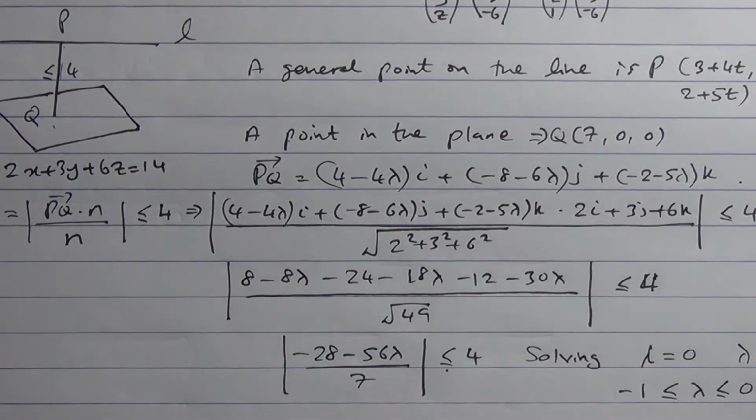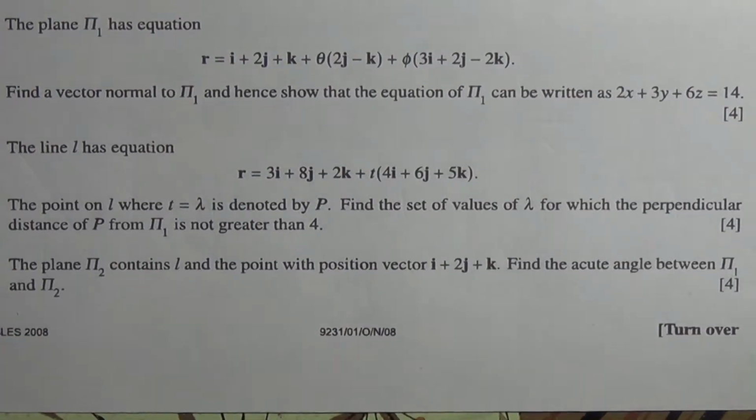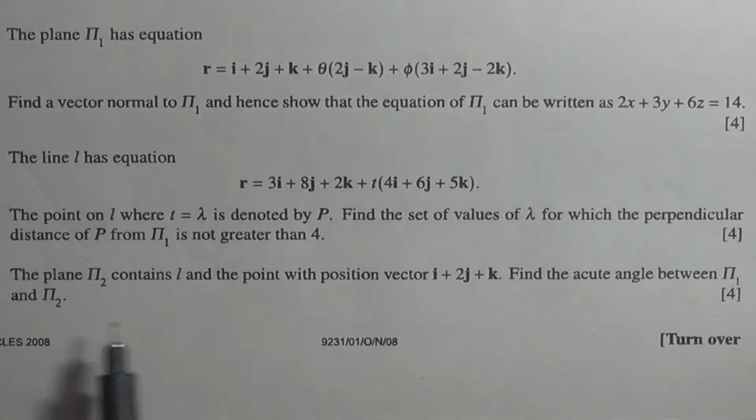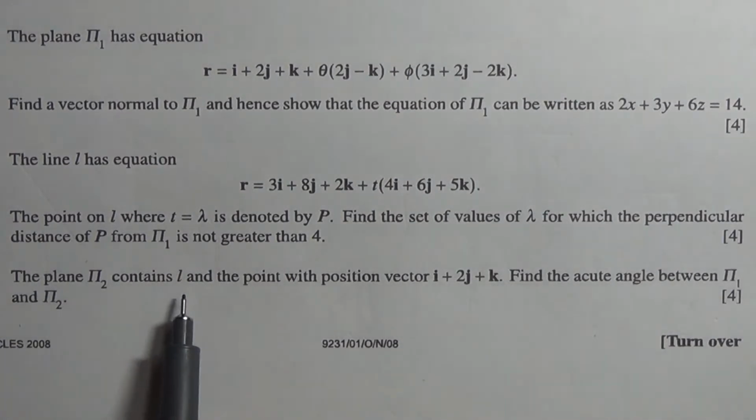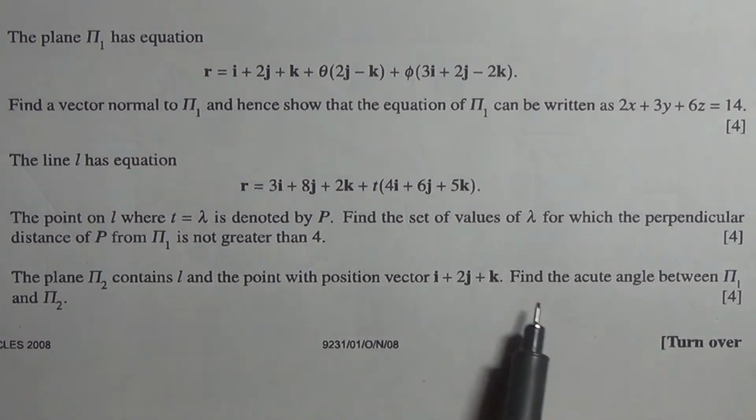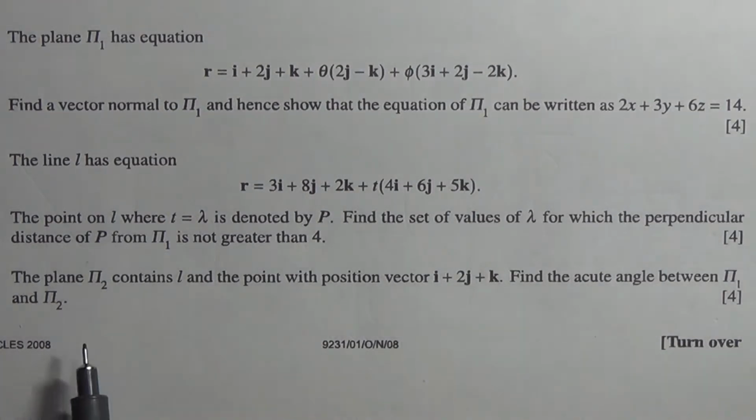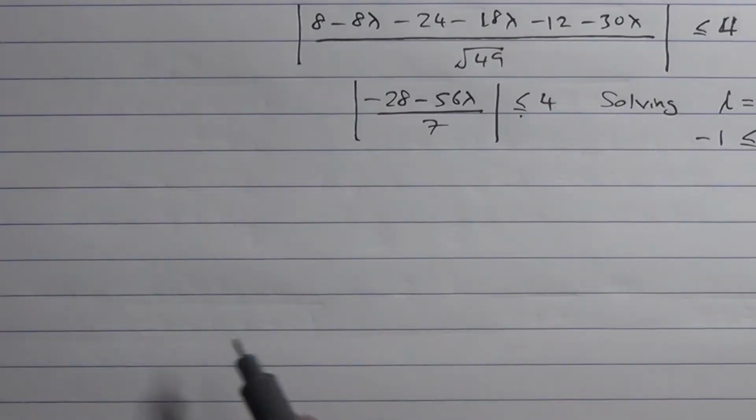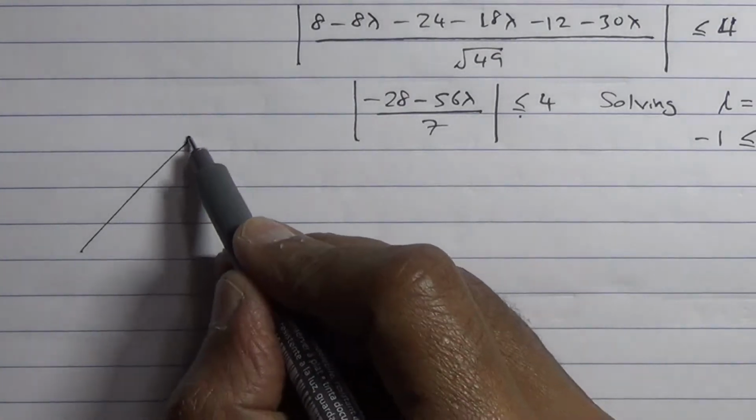Second part done. Now the third part to this question: the plane pi 2 contains L and the point with position vector 1, 2, k. Find the acute angle between pi 1 and pi 2. So we need an equation for pi 2. Maybe its direction vector to start with. So let us say that this is the plane, okay, this is pi 2, for example.